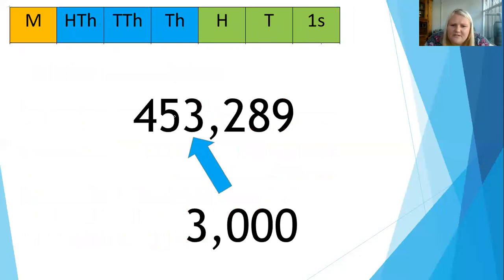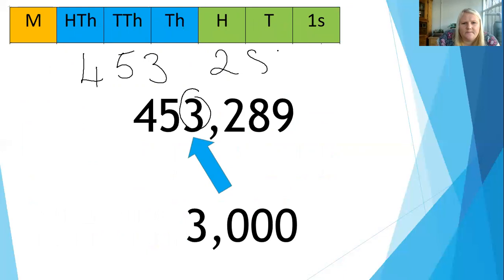So we now need to know the value of each digit. From our partitioning, we know that if we look at the 3 here, and we look at the position of it, and if we write it up here, we can use this if we want to. We've got a 3 in the thousands column, which is worth 3,000.